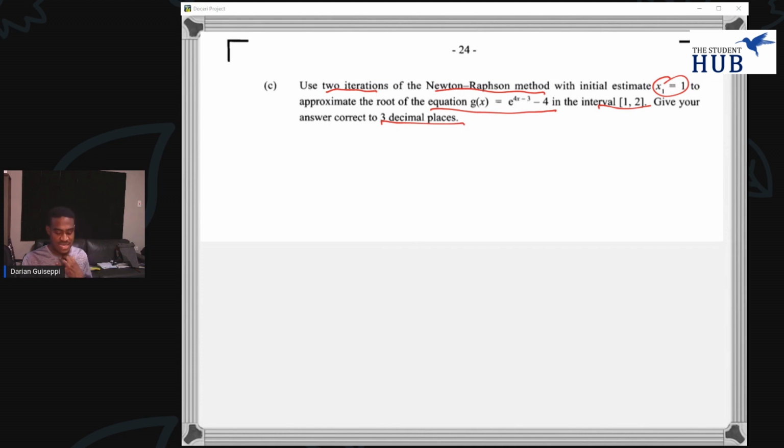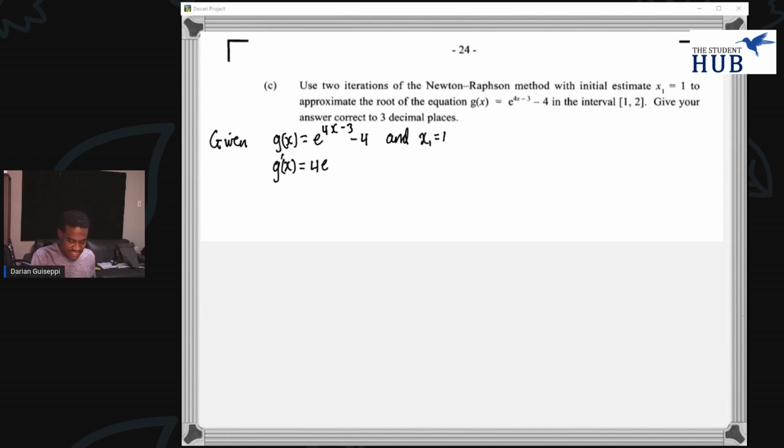The first thing I would do is write down the function given. I would differentiate it, because the Newton-Raphson formula has the differential of the function in question in it. So that's what I would do first. Let's do that. We're given this function here, and we're given x1 equal to 1. We're not given f prime, but I found f prime by differentiating g of x.